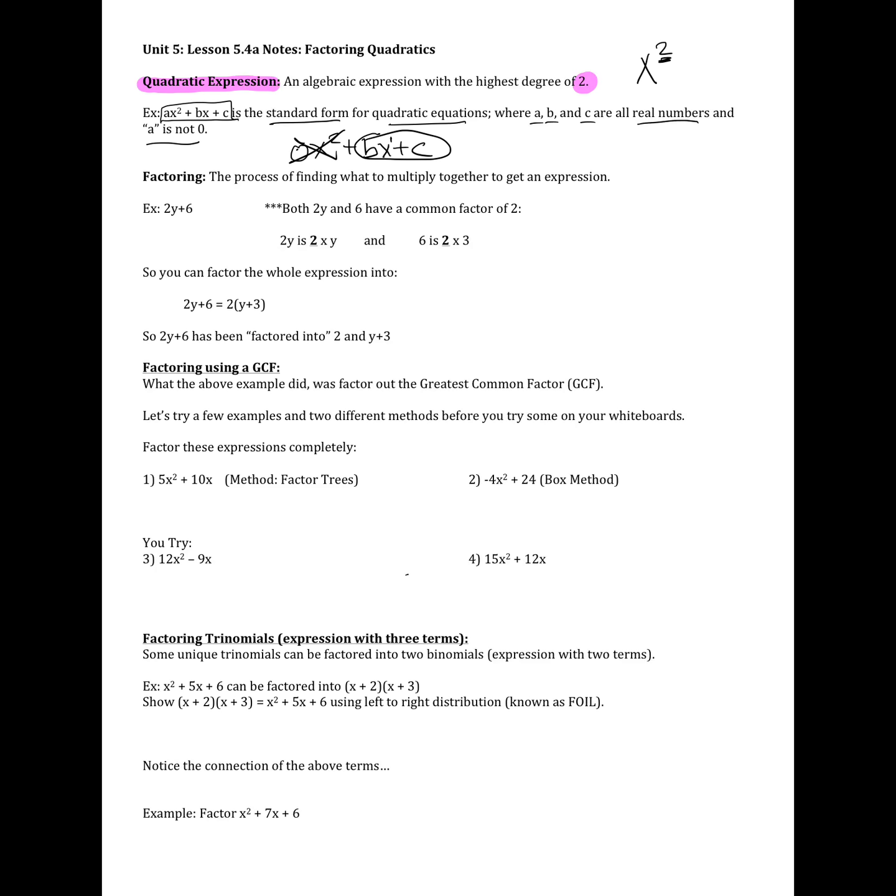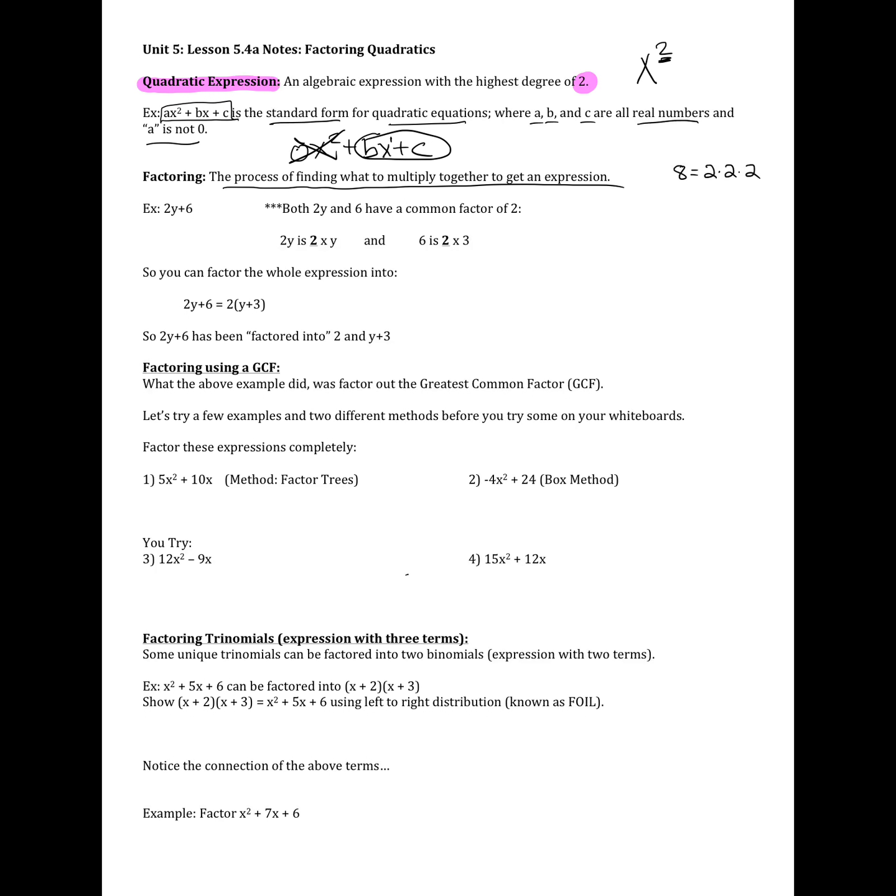Okay, factoring. What is factoring? It's the process of finding what to multiply together to get an expression. We are familiar with factoring a number, say the number 8. The number 8 is broken down into factors as 2 times 2 times 2. You might have created a factor tree at some point along your mathematical career.